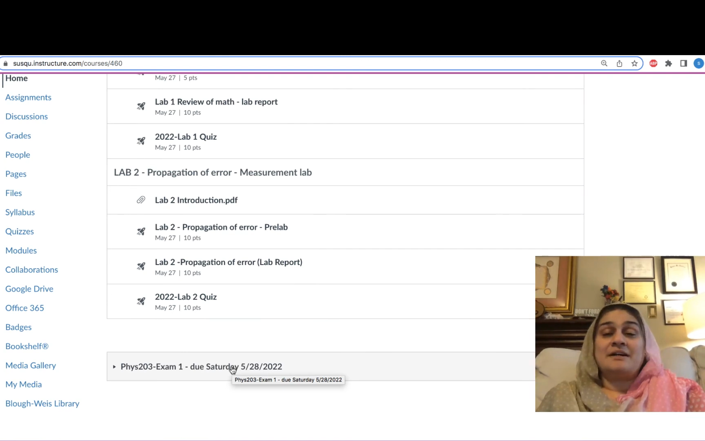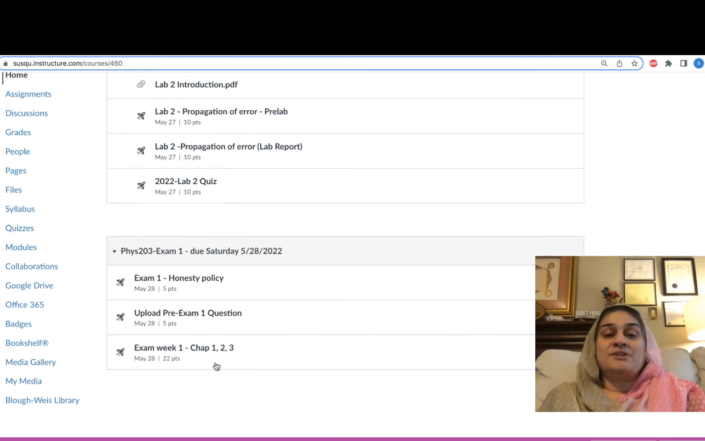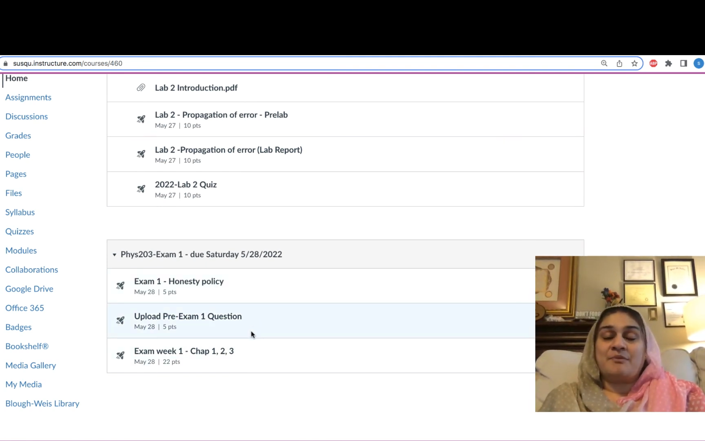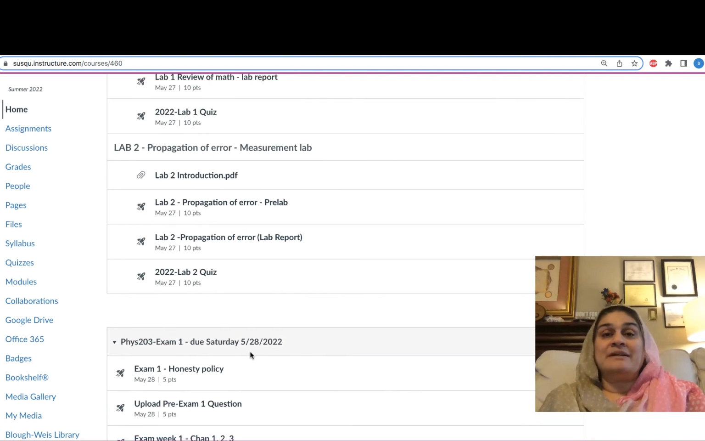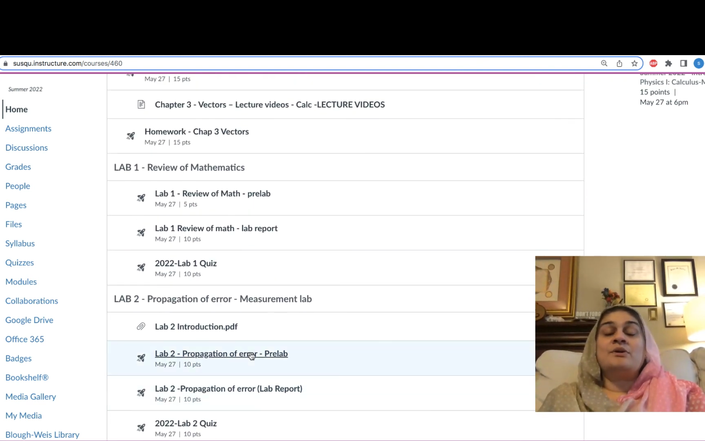The exam itself has its own folder. There are 3 parts to the exam module. There is an honesty policy, there is a pre-exam question, and then there is exam of the week that you will have to take. Once you're done with all of this work, that is week 1 complete, and you will get access to week 2. Remember, this is an online course which is also self-paced, so you can always work ahead of time. However, you will not be able to work after the deadline has passed.